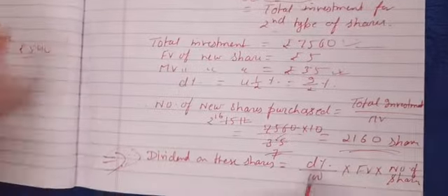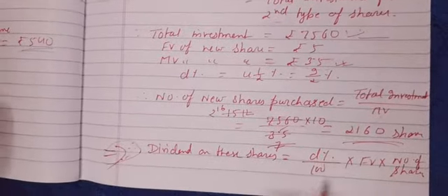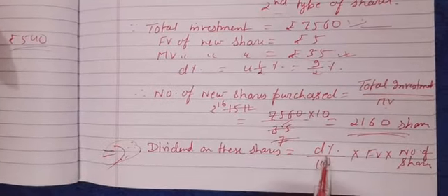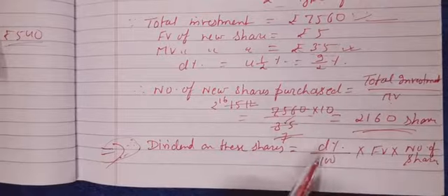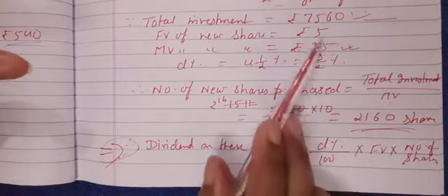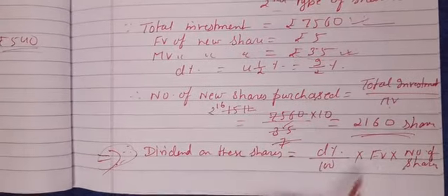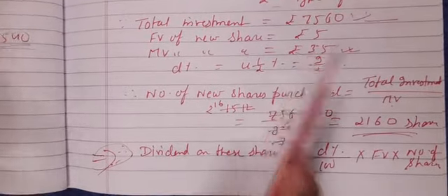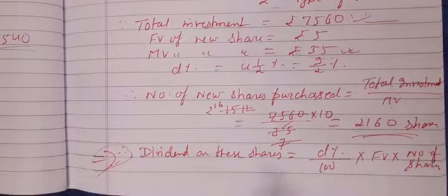So dividend on these shares is what? Again same formula I have written, dividend percent upon 100 into face value into number of shares. What was the dividend percent? This is 9/2%. So I'm going to write in next page 9/2%. You will see that face value was what? 5, because dividend is always on face value. Okay, whether the market value is more or less, that is not important for dividend.